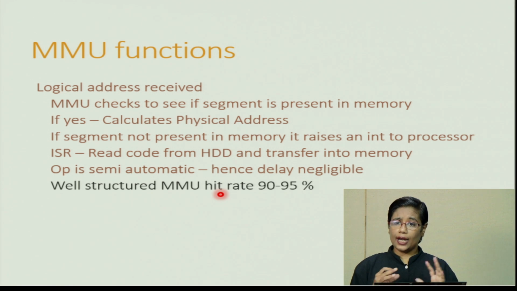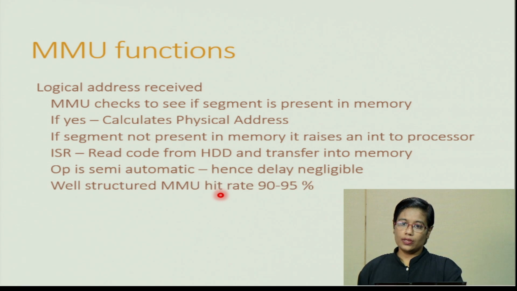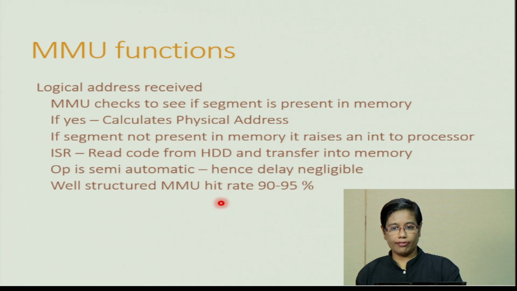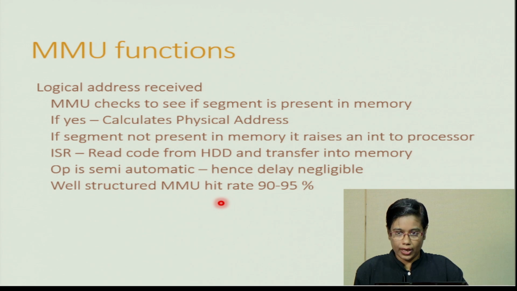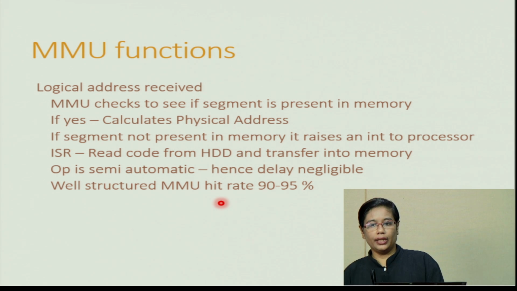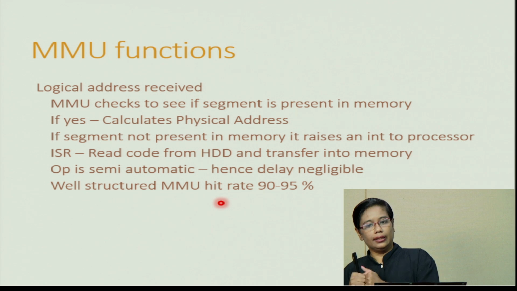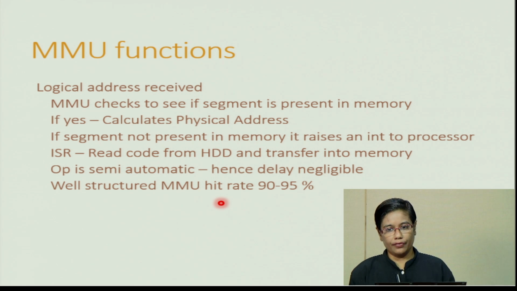A well-designed, well-structured memory management unit will give a hit rate of 90 to 95%. When you say a hit rate of 90 to 95%, it means that of the segments accessed, 90 to 95% will already be available in memory. If they are not available in memory, they have to be loaded from the disk into the memory, and that is done by the interrupt service routine. That is not done by the memory management unit.